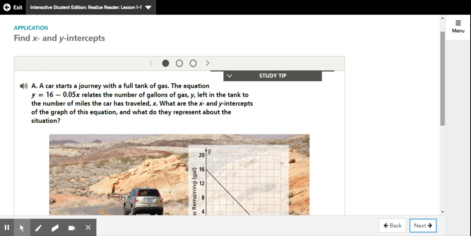So it says a car starts a journey with a full tank of gas. The equation y equals 16 minus 0.05x relates the number of gallons of gas y left in the tank to the number of miles the car has traveled, x. What are the x and y intercepts of the graph of this equation, and what do they represent about the situation?